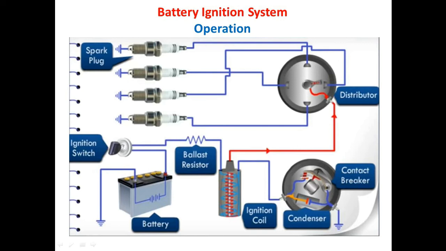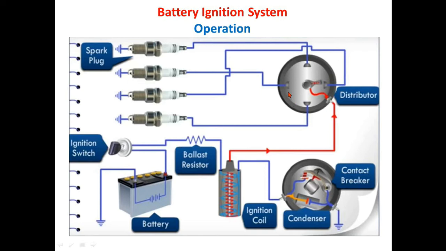Now, because of the above action, the capacitor discharges into the battery, which reverses the direction of the primary current as well as the magnetic field. Because of this rapid reversal, a high voltage is developed in the secondary coil. Now, this high voltage is transferred to the distributor using high tension cables.